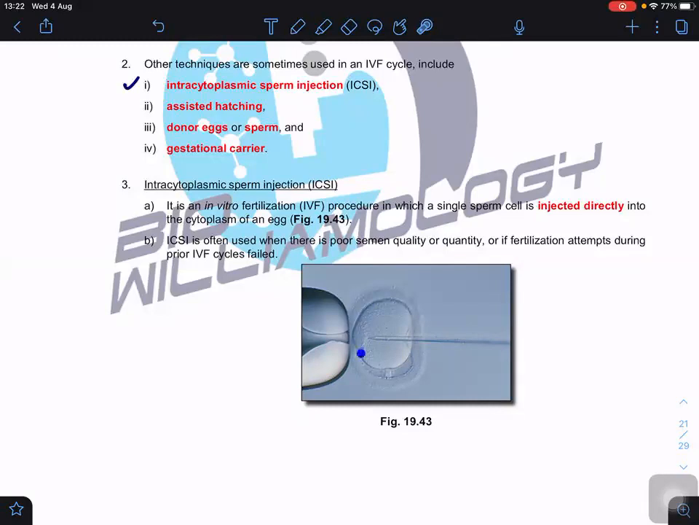We have a supporting matrix here, or the solid here, with something like a hole, to allow the secondary oocyte to stay, and then we inject it. Okay, so this increases the rate of fertilization.